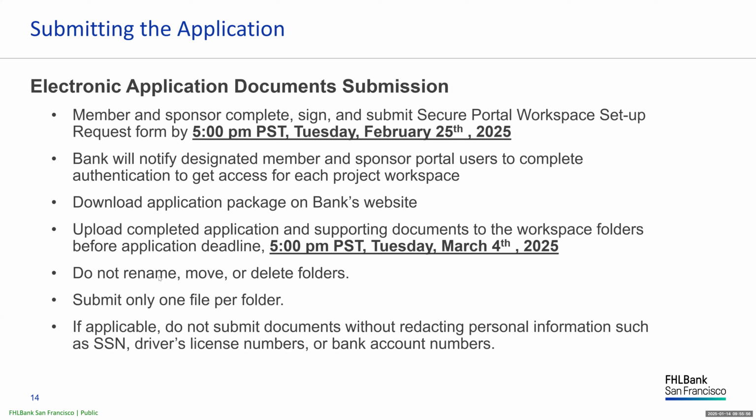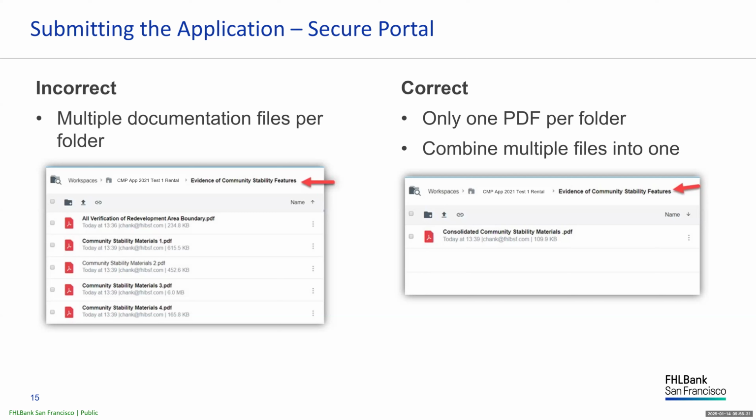Here is an example of what a workspace looks like. When you're uploading files, you'll also want to make sure that there's only one PDF per folder, as shown on the right. Technically, you can upload a bunch of documents to the folder as shown on the left, but since there's only one file that can be accepted into our system, you'll want to make sure you combine those multiple files into one. If you upload multiple documents, it is likely they will not be received and reviewed by our team. You may also lose points in the scoring category and not receive an award. Remember that we cannot contact you during scoring.